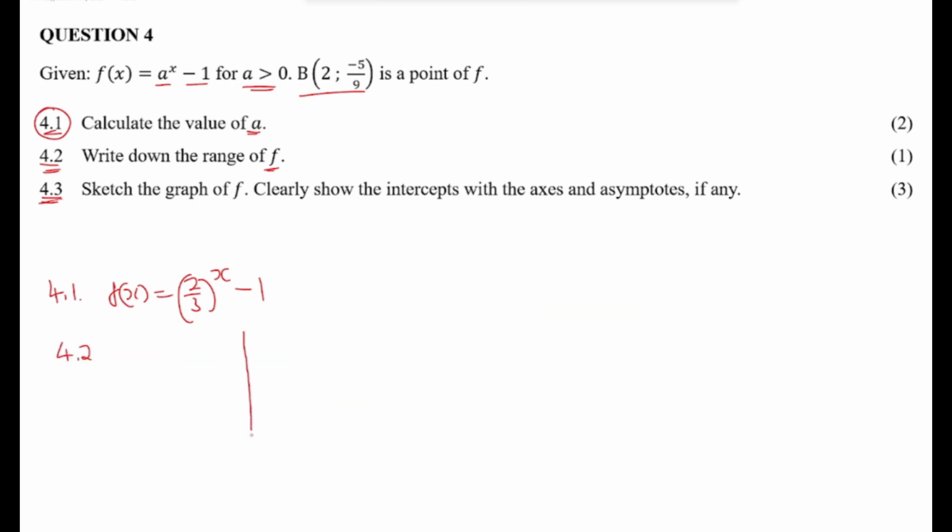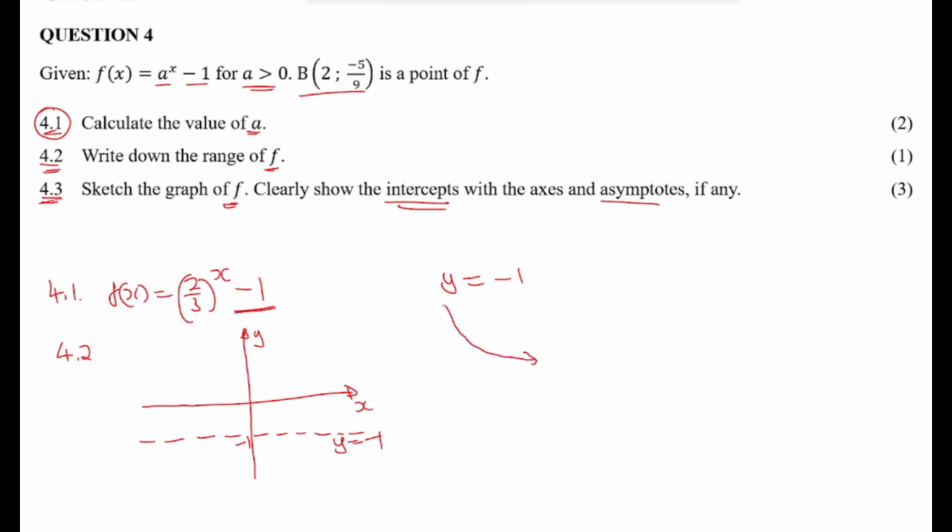Right, let me draw the Cartesian plane here. Sketch the graph of f. Clearly show the intercepts with the axis and the asymptotes. Now from the equation, we can see that the equation of the asymptote is y is equal to negative 1. Let's draw the asymptote. Like we said, a is greater than 0 here, is positive, so the graph is going to be above the asymptote. Is it like this or is it like this? Right, and if you check, b is between 0 and 1, 2 over 3. So the shape of the graph is decreasing like this. So it's going to be like this.